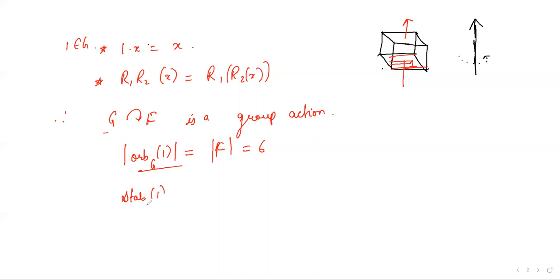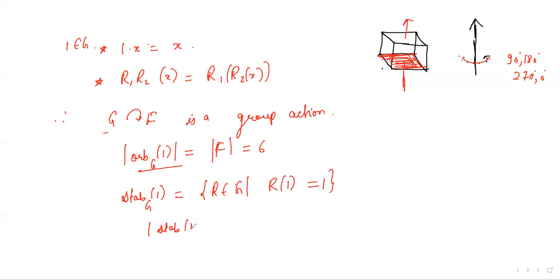Now, the stabilizer of 1 in G is basically the set of all rotations such that they fix 1. So, if a rotation is supposed to fix the first face, then there are only 4 possible candidates for that rotation, that is, rotation along the axis perpendicular to that face by angle 90 degrees, 180 degrees, 270 degrees, and 0 degrees. So the order of the stabilizer of 1 under this action is 4.